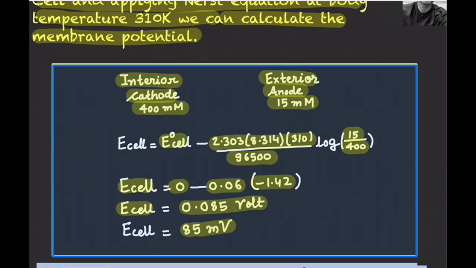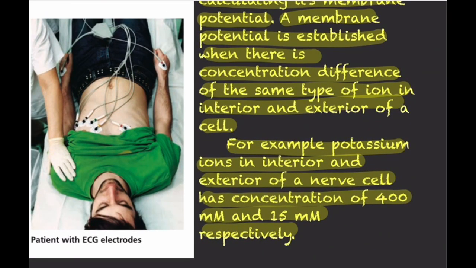So what is happening during a heartbeat? The concentration of potassium ion in interior and exterior of the cell is going to change. During the heartbeat, the membrane potential drops from 85 millivolt to 35 millivolt, because when a heartbeat happens, the potassium ions from the interior will go to the exterior. Before that, the potential difference was 85, but when the potassium ion goes to the exterior, the potential difference decreases and it becomes 35 millivolt.